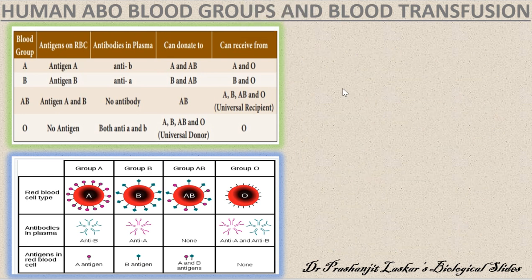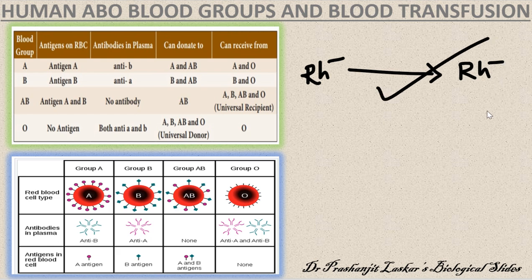Now when Rh negative blood is given to an Rh negative person, the transfusion is successful. Similarly, transfusion of Rh positive blood to an Rh positive patient has no problem. That means that time also, the transfusion or blood donation is successful.